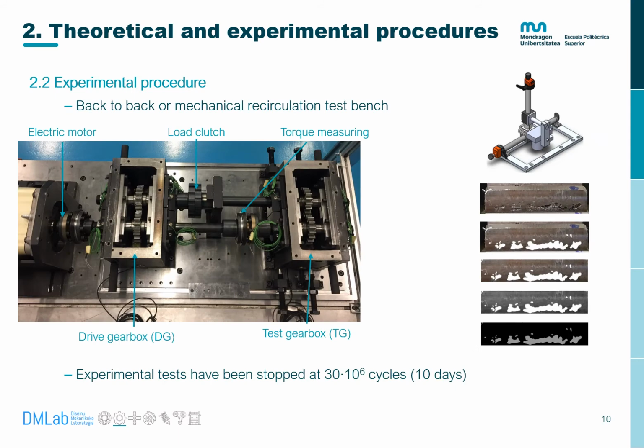In the experimental procedure, a back-to-back or mechanical recirculation test bench has been used, which consists of an electric motor, 2 gearboxes, a load clutch, and a torque measuring clutch. Pictures of the gear teeth have been taken during the test to measure pitting. The tooling in the figure on the top right has been used to ensure that all pictures have been taken in the same way. Then, these images have been processed in MATLAB to automatically detect the percentage of pitting, as shown in the right figures. In addition, vibrations, sound, and temperature have been measured during the test.